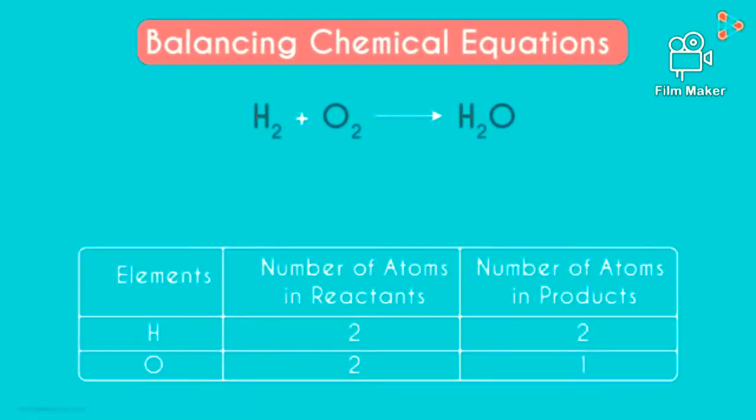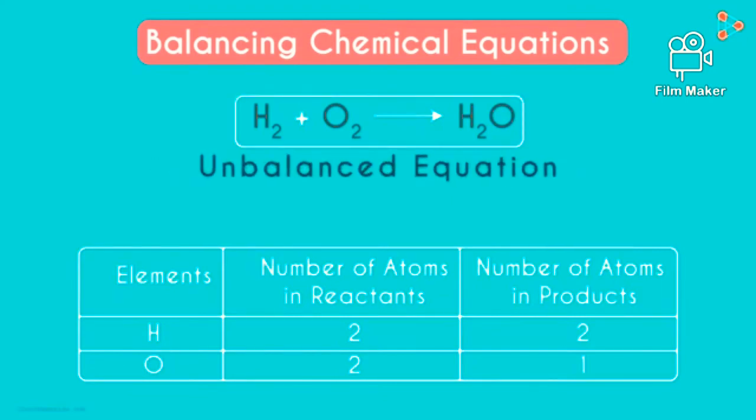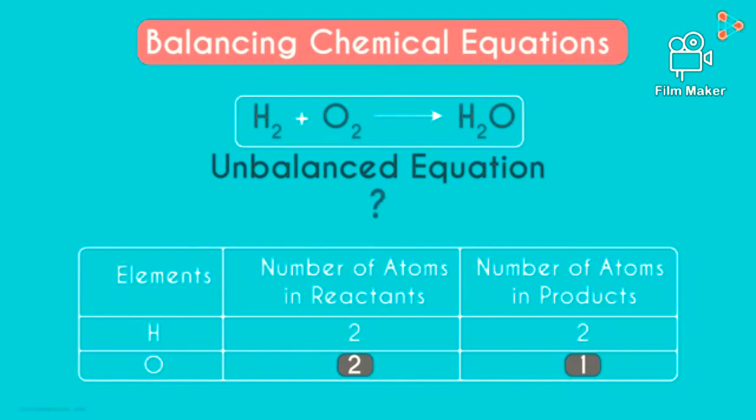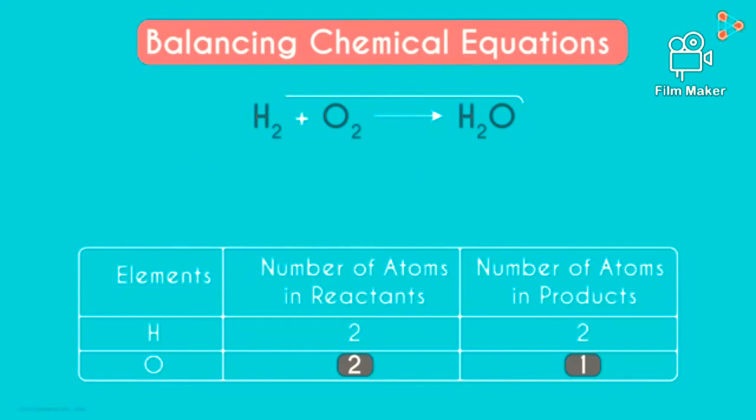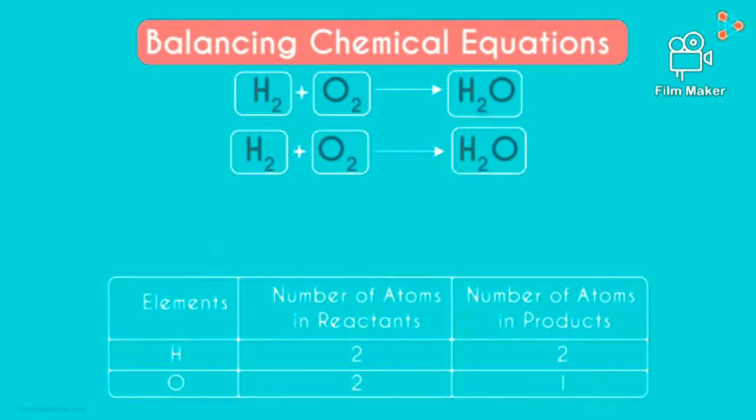How can we balance a chemical equation? Step 1. Write the chemical equation and draw boxes around each formula. Here, the equation is H2 plus O2 gives H2O. It's an unbalanced equation. We have to balance it. Step 2. Count the number of atoms of each element on both sides of the arrow. Step 3. Equalize the number of atoms of the element which has the maximum number of atoms.